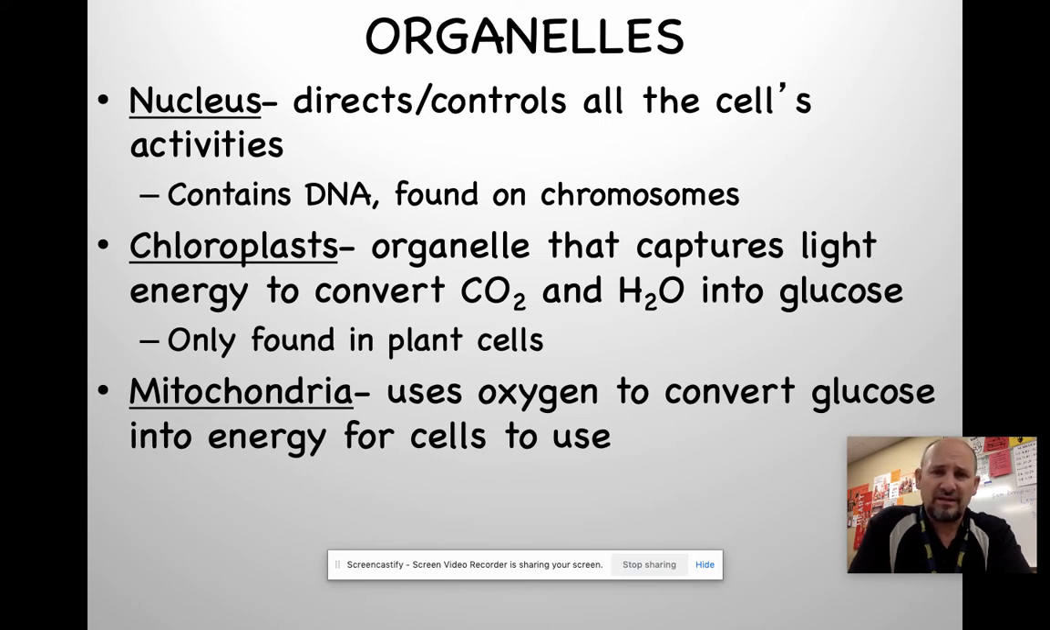All the parts of your cell need energy in order to do their job. And so it is this energy, the mitochondria, is what makes that energy for those cells to use for their processes. Now, some cells in your body have more mitochondria than others. For example, your muscle cells are probably going to have more mitochondria than some of the other types of cells in your body, simply because they need more energy to do their job.